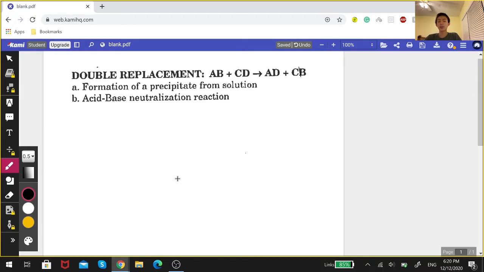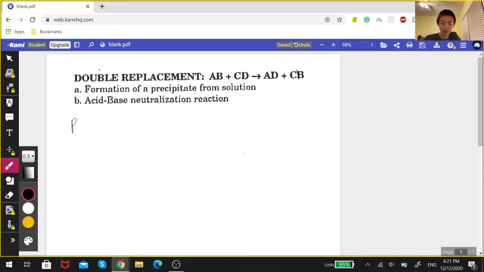Hi, in this video we'll be talking about a fourth type of reactions, that is a double replacement reaction. And there are two types, formation of a precipitate and acid-base neutralization. So what is a precipitate? A precipitate is a solid, liquid, or gas. In other words, if a precipitate is not formed, then no reaction.